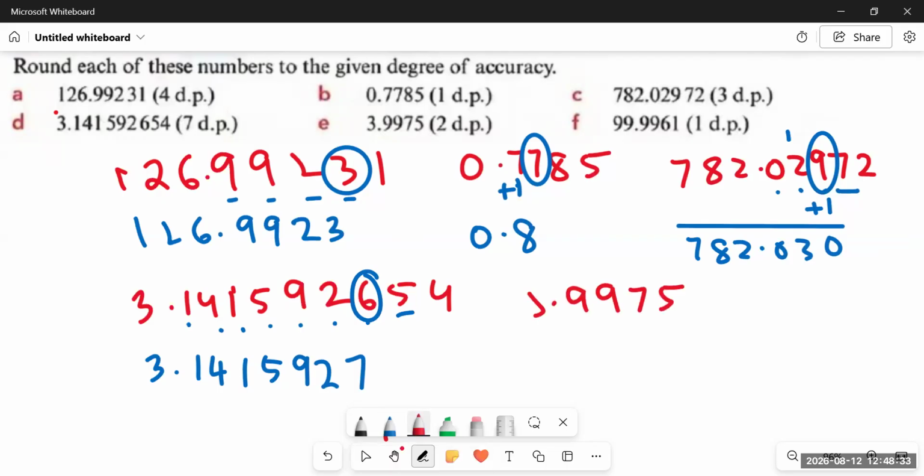And then we have 3.9975. So we have to round 1 and 2. Second 9. Digit next to it is a 7. So we will add 1 into it. It will become 9 plus 1, 10. Oh, again we have a 9. So 9 plus 1, 10. And then 3 plus 1 is 4. So the answer will be 4.00.